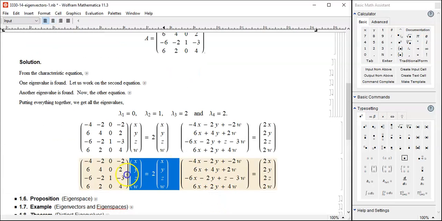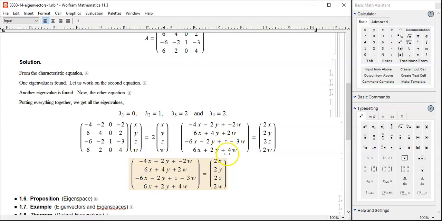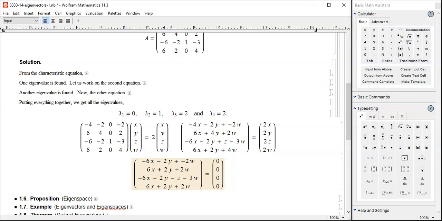A little bit of simplification here. Flip everything to the left-hand side, subtract 2x, so negative 6x, and then the right side goes down to 0. Subtract 2y, so that goes down to 0. Subtract 2z, so this is negative z, and this is 0, and then subtract 2w, and that goes down to 0. Is everything correct so far?